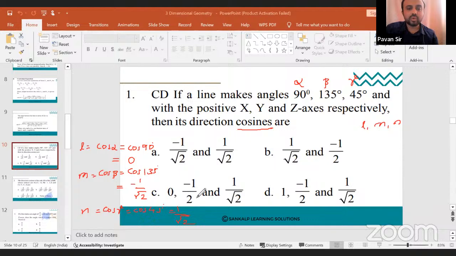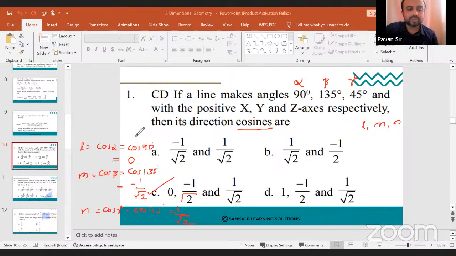It is 0, minus half, plus 1 by root 2. Please make a change here. It should be minus 1 by root 2. So option C is the correct one. Due to some printing mistake, it happened like that. Option D is not the correct answer. Please change it.